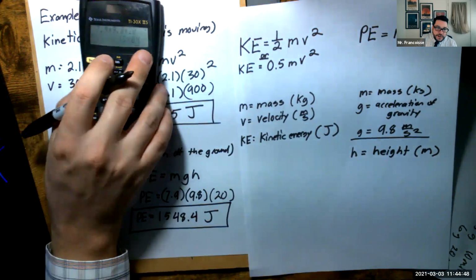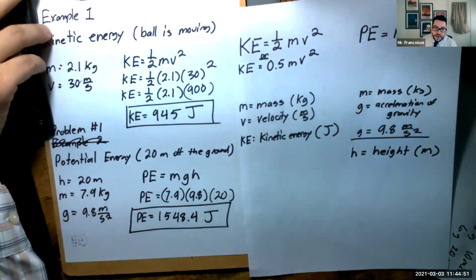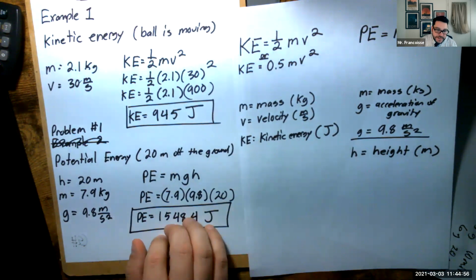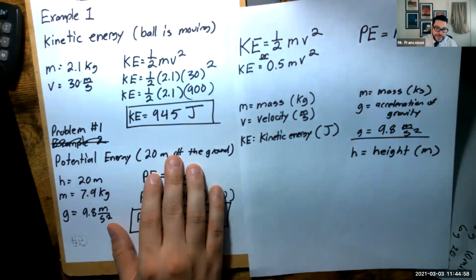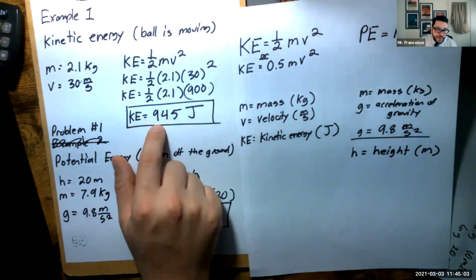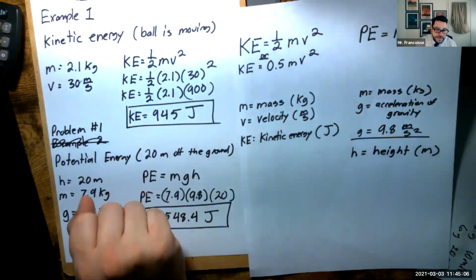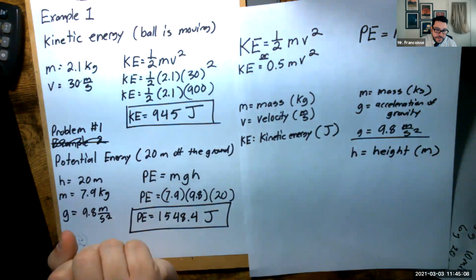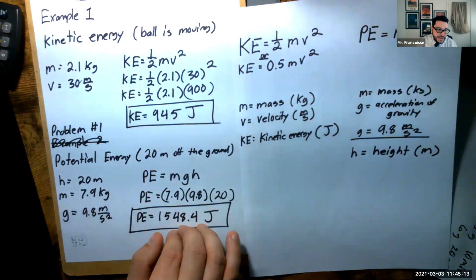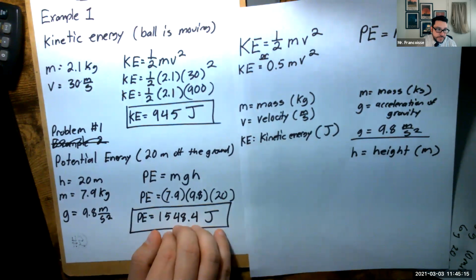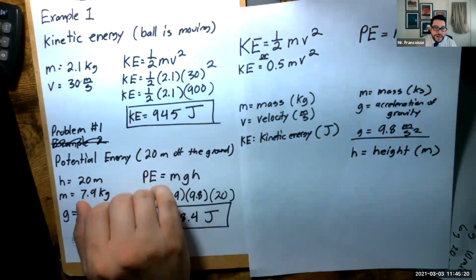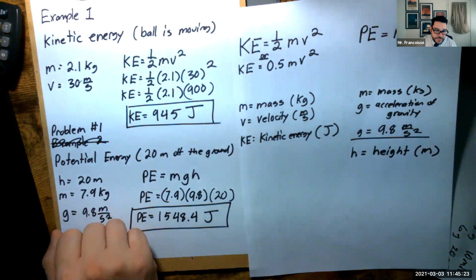So we can see that a brick that is on a tall building has more energy than a softball that's moving pretty fast. It's just that this energy hasn't been translated into motion yet. So this is the energy that's stored in it. Kinetic energy is one way that we can release the energy.